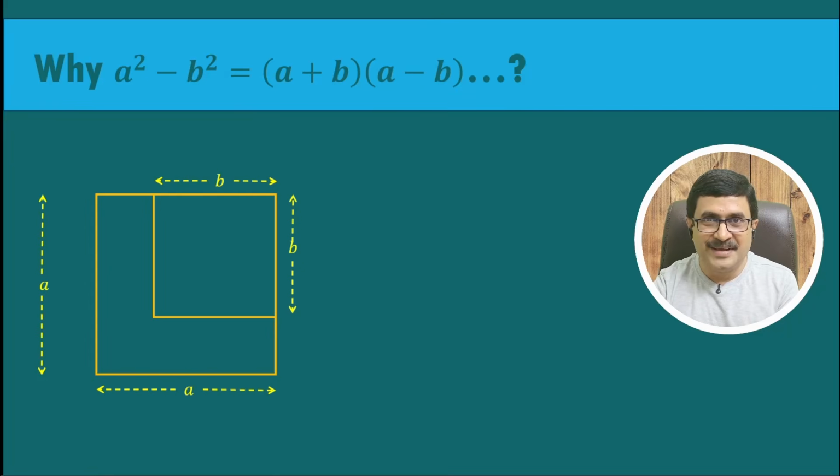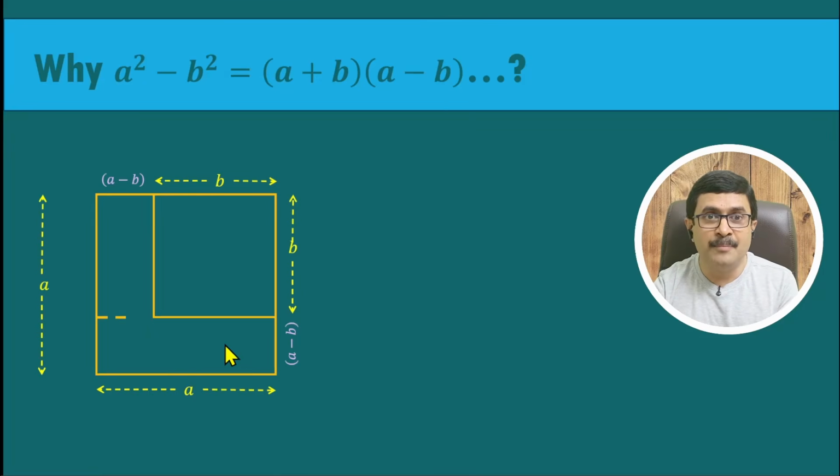Now to calculate the area of this L-shaped region, we want to know the length of this side, and it is obvious that this side is equal to the length of the larger side, that is A, minus the length of the smaller square, that is B, because we are removing B from A, so the remaining part is A minus B, and the same is true for this side also. So both this smaller strip and this strip are equal to A minus B.